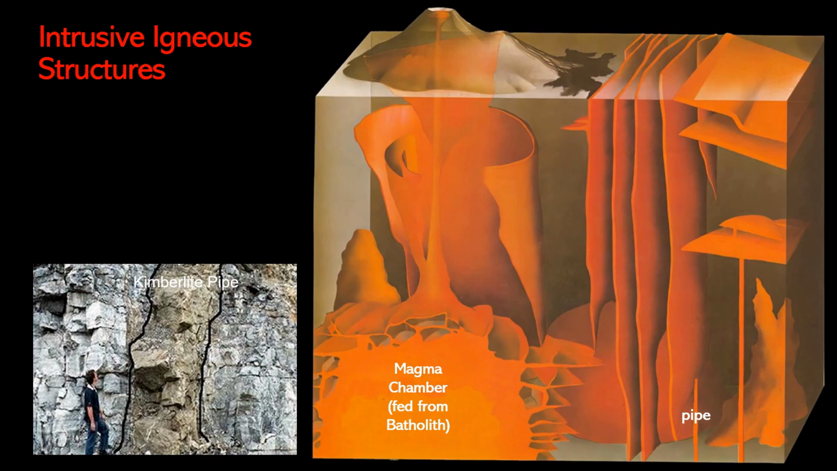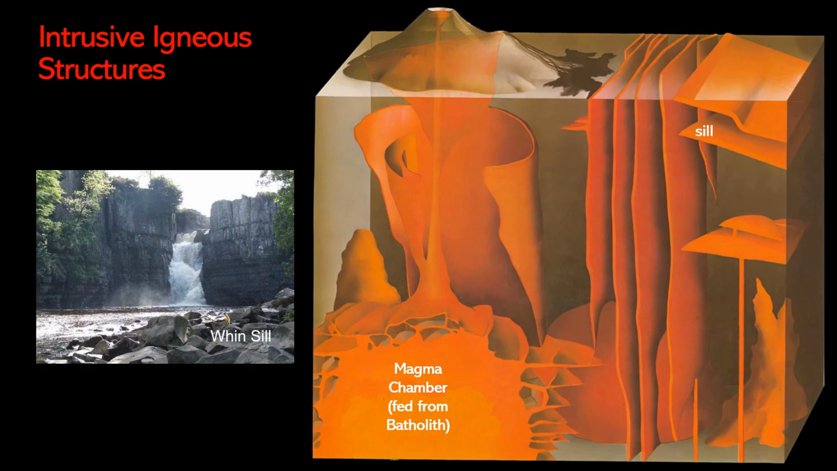Pipes. Pipes are cylindrical vertical conduits through which magma or volcanic gases travel toward the surface. These structures can form solid columns of intrusive igneous rock if the magma cools before reaching the surface. If solidified underground, pipes form a vertical igneous body. Example: kimberlite pipes, often associated with diamond deposits, such as the Kimberley mine in South Africa.